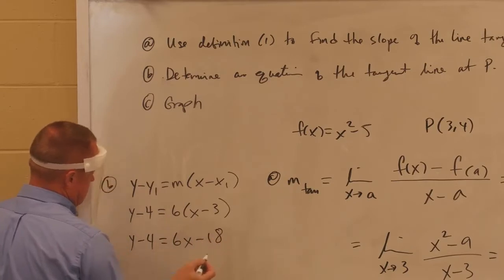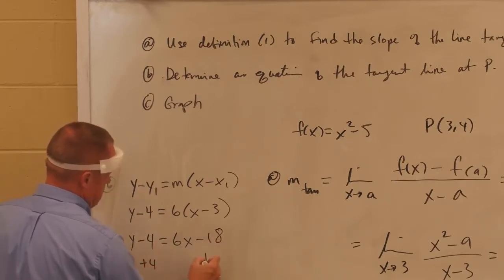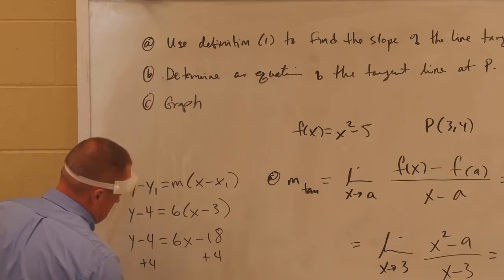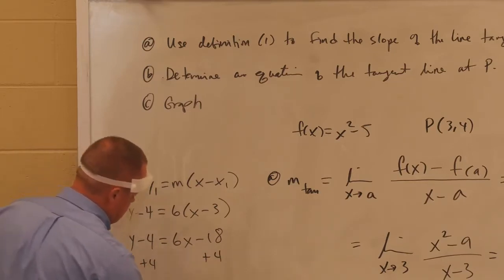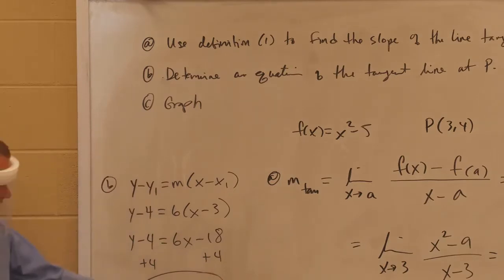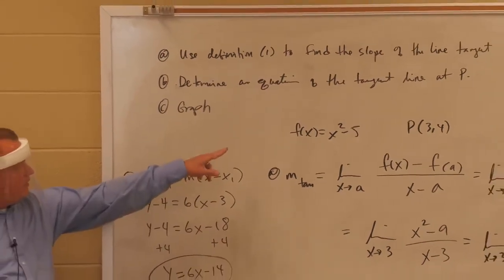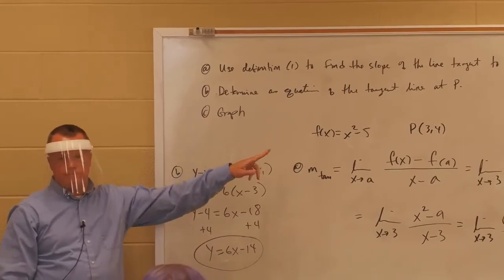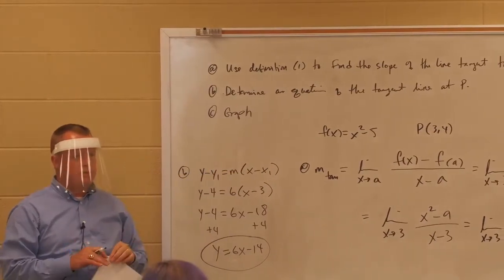So 6x minus 18, add 4, 6x minus 14. Okay, so this should be the tangent line of that curve at the point (3, 4). Okay, questions about that?